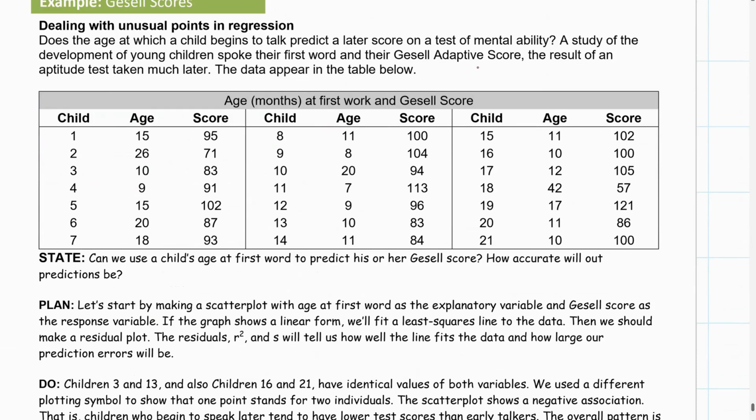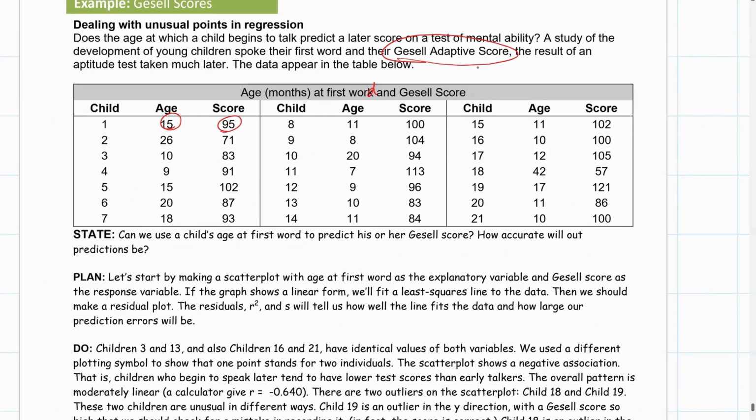We have a data set that collected the information of how old the child was when they began talking, and then later they also calculated some measurement of mental ability. So we have data. Here's a kid who at 15 months said their first word, and then their later Gesell score. Is there a relationship here? Well, let's plan on how we might answer that question.